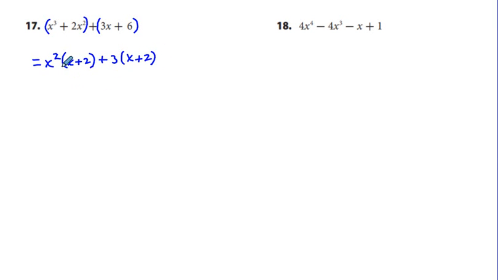And so between these two factor groups we have a common factor of quantity x plus 2. So we have x plus 2 times quantity x squared plus 3. And this quantity x squared plus 3 is irreducible, so this is going to be our worked out problem 17.